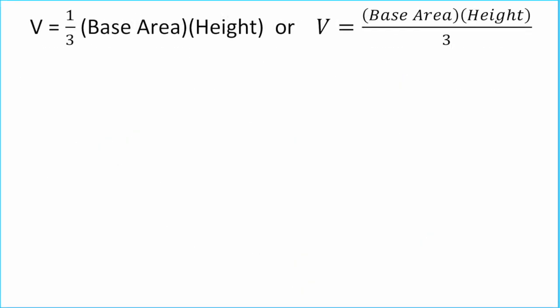So the formula for the volume of pyramids and cones is 1/3 the base area times the height. Let's go ahead and take a look at a problem. There's our formulas at the top. You can write it either way, 1/3 times base area times height, or base area times height divided by 3.